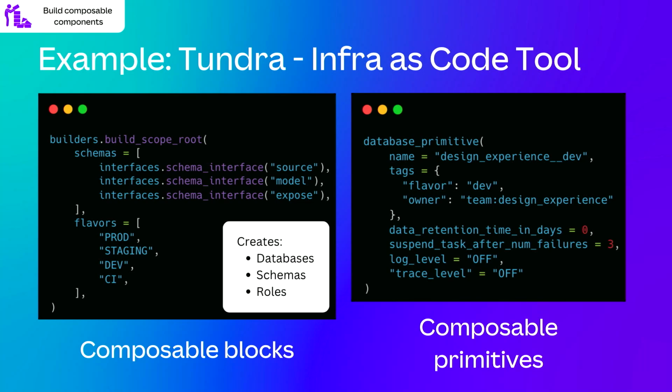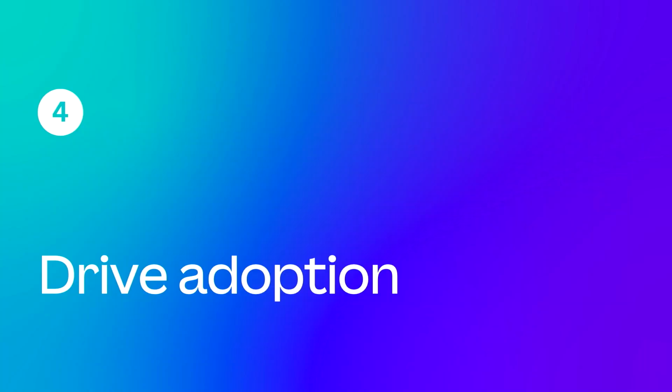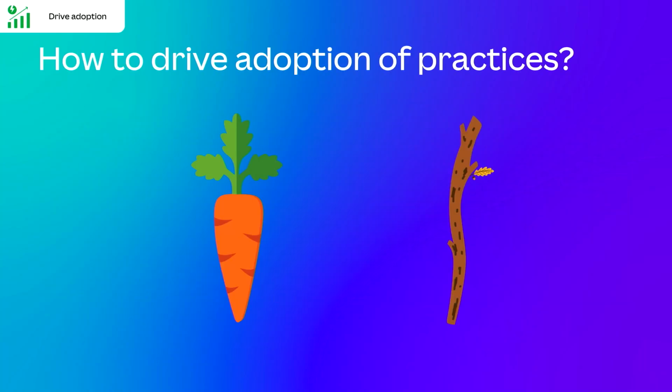When a user wants to deploy a workspace or a namespace for themselves, they will use the composable block first, and any additional customizations they need to do, they can use these composable primitives to do that. So that's lesson number 3: design tools and expose APIs to users that allow them to have control on both. The last point here is how to drive adoption.